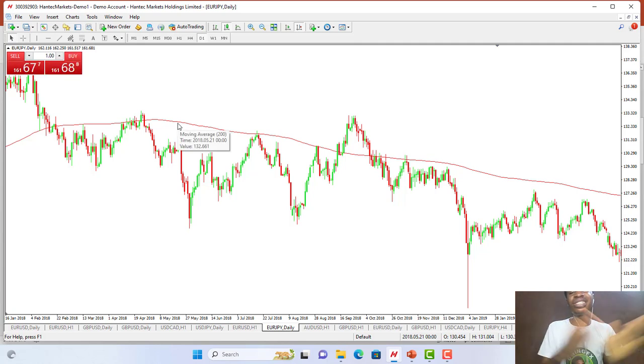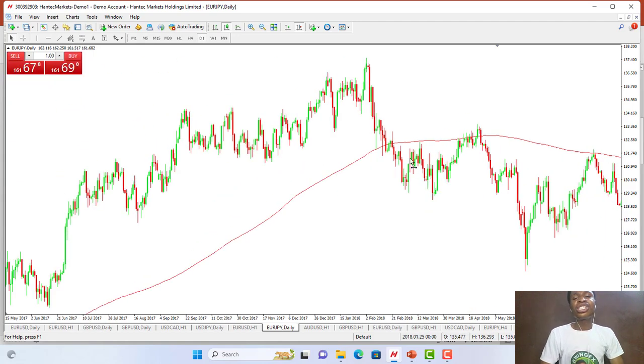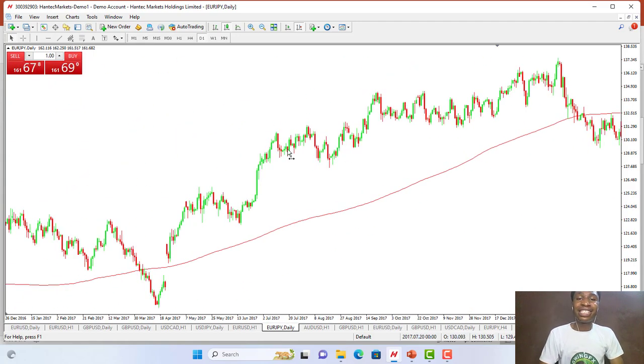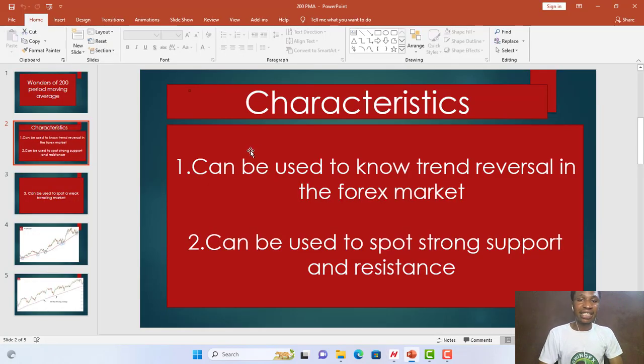Forget about your 20 and 26 for spotting a strong trending market. Those ones are also there, which I also bring to us. But for your strong buy and for your strong sell in the market, the 200 period moving average is a strong support and it's also a strong resistance zone. So the importance of this 200 period moving average can never and will never be overemphasized, right?